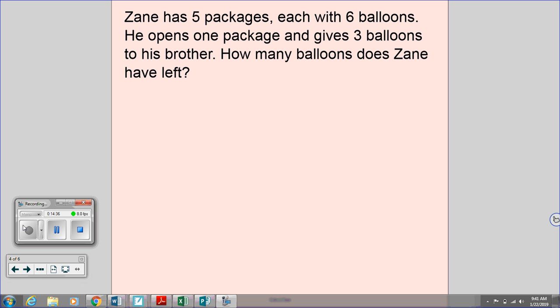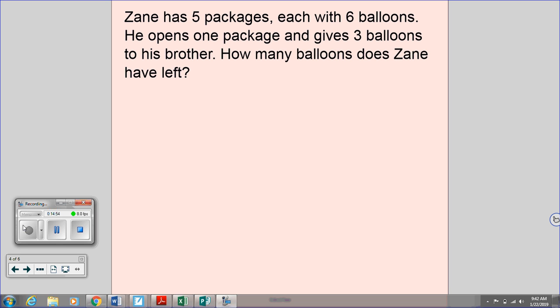Zane has 5 packages, each with 6 balloons. He opens one package and gives 3 balloons to his brother. How many balloons does Zane have left? Reread that problem in your head, and then I need you to write out an answer sentence, please.